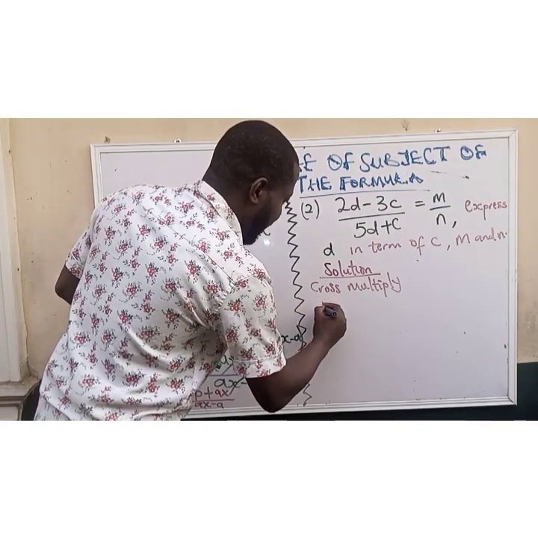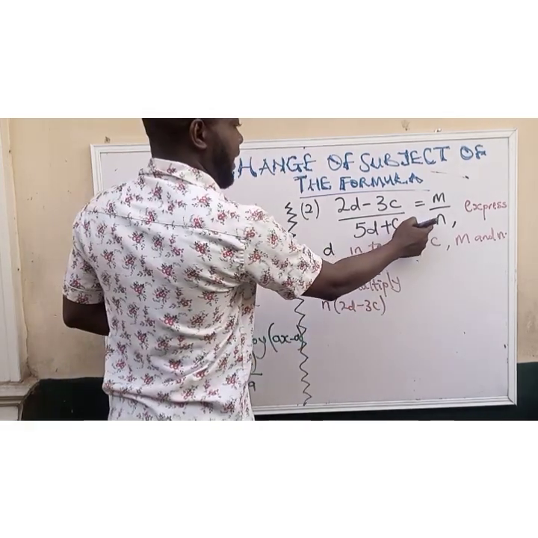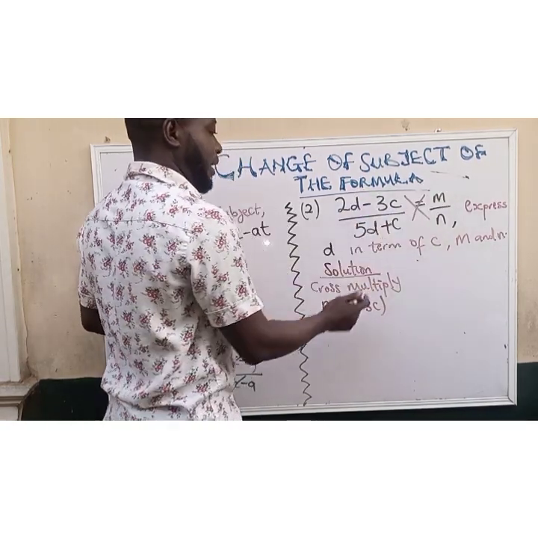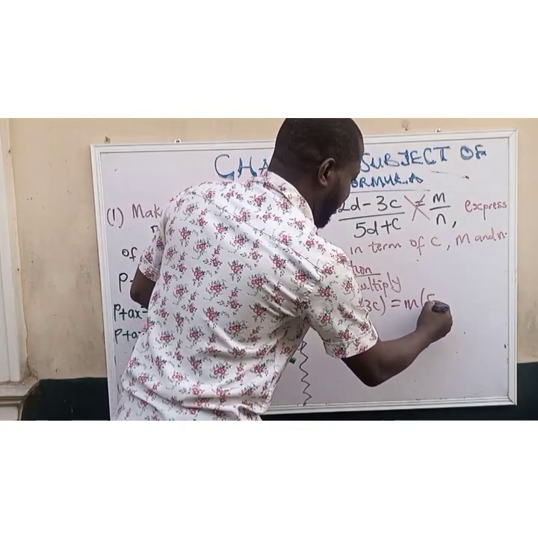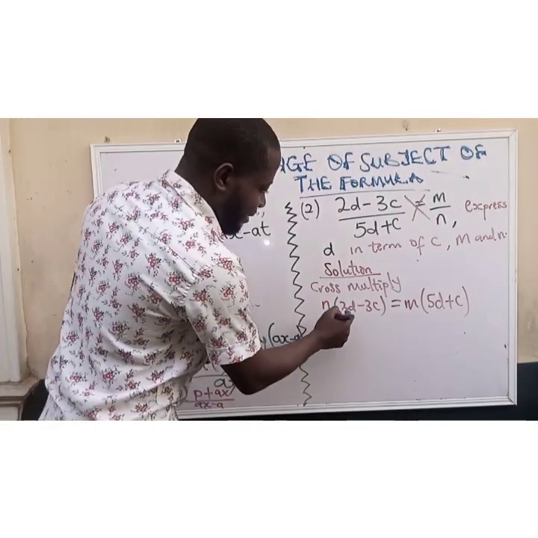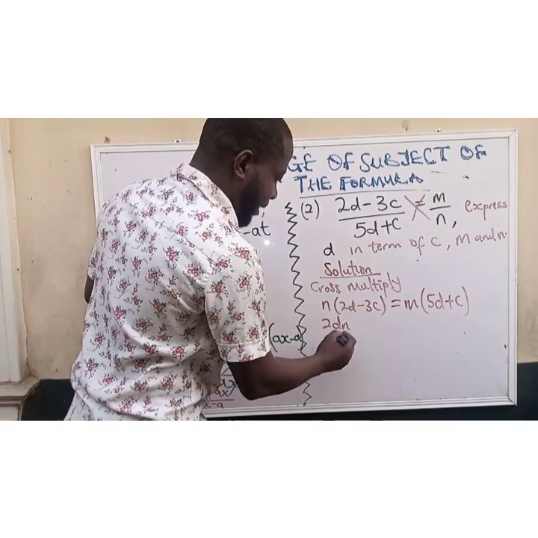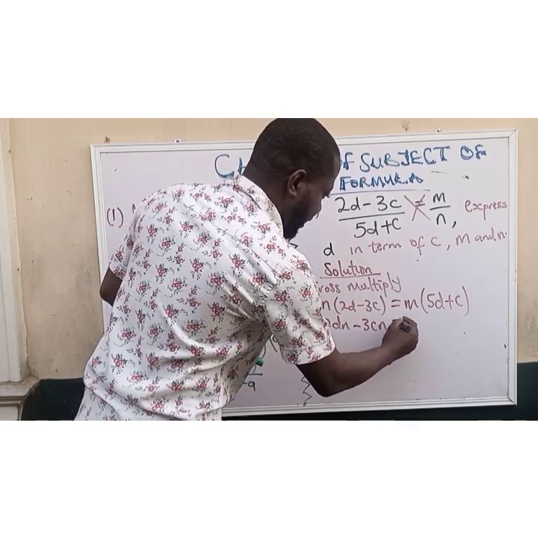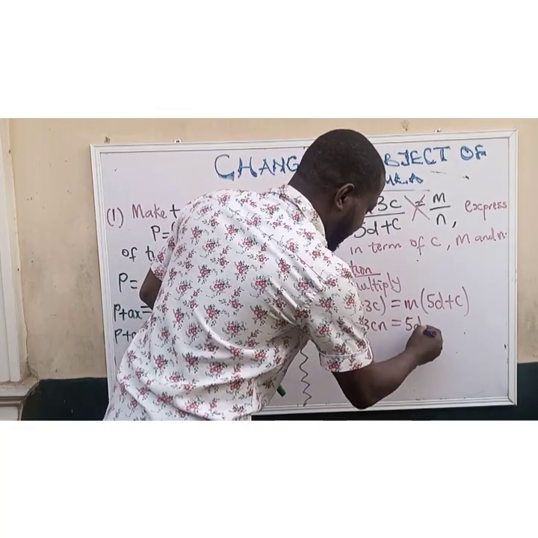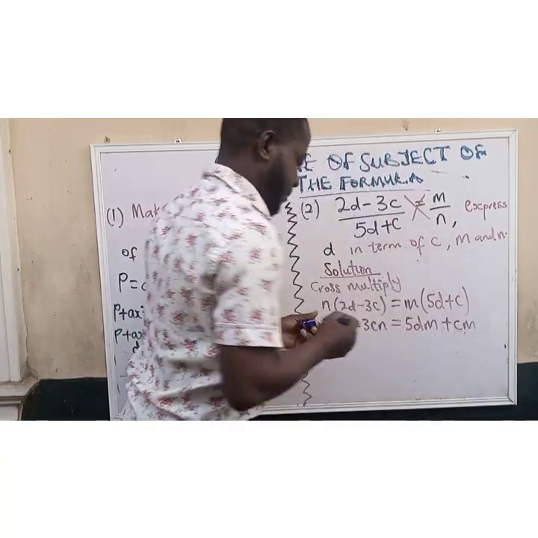So n(2d minus 3c), that is n multiplied by this, cross multiply, equals m multiplied by (5d plus c). That's the first thing. Let's proceed. n multiplied by 2d is 2dn. n multiplied by this, minus 3cn, equals m multiplied by this, 5dm, m multiplied by this, cm.